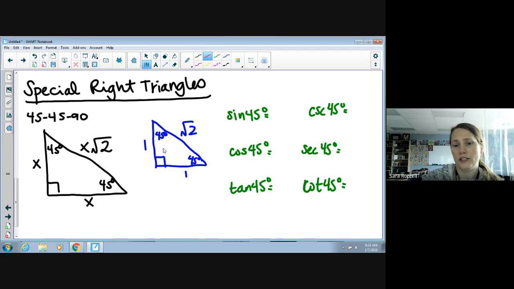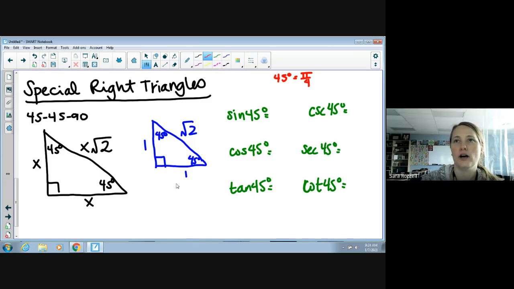So it's the same thing that we just did. It's just a pattern that we use all the time, and we'll use this a bunch. Sometimes instead of being asked in degrees, like sine of 45 degrees, you might be asked in radians. 45 degrees is the same thing as pi over 4. So if you get asked sine of pi over 4, that's the same as sine of 45.